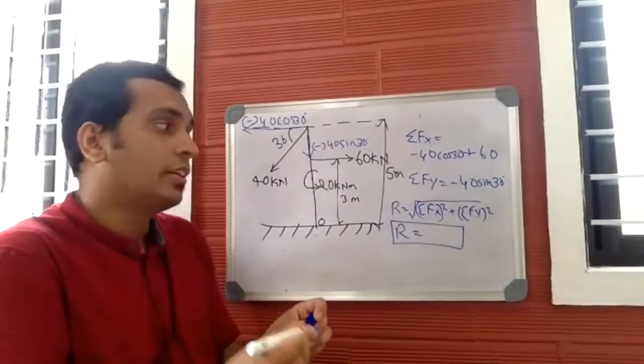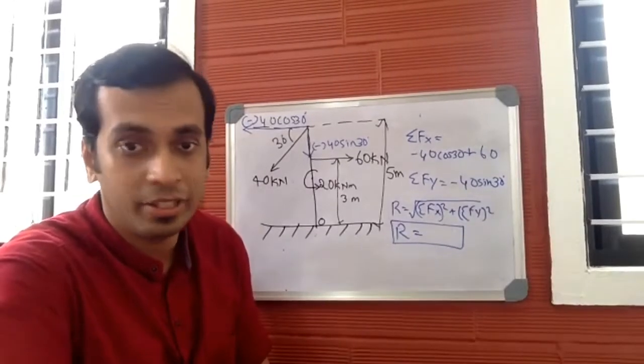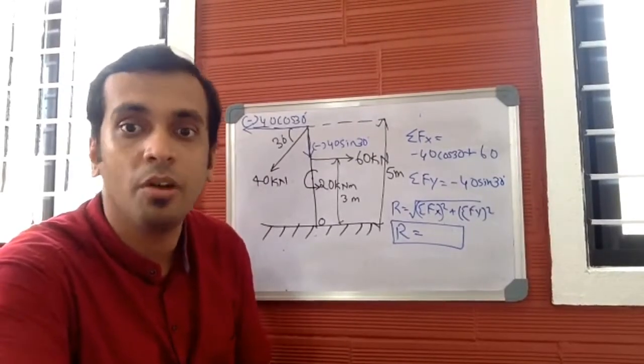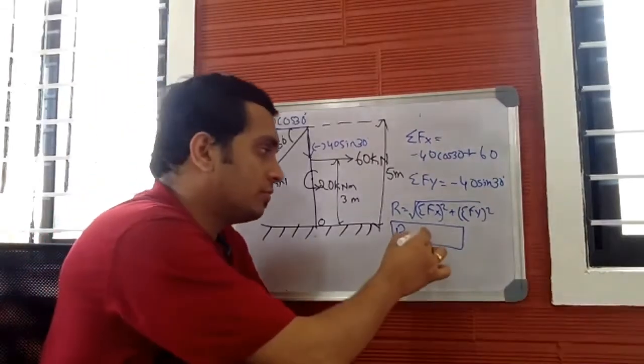Till step number 4, it's quite simple. You can find it easily. You're comfortable with this as well. You know how to find it. So R will be around 320 kilonewton.